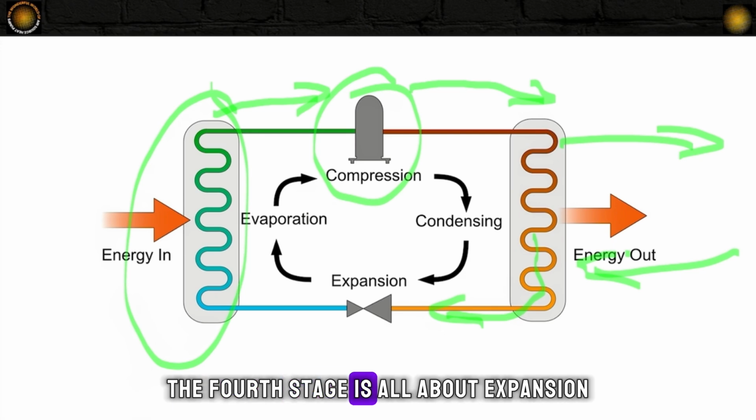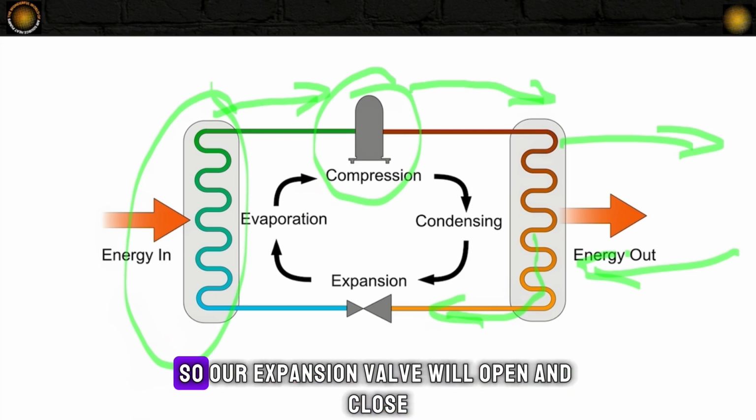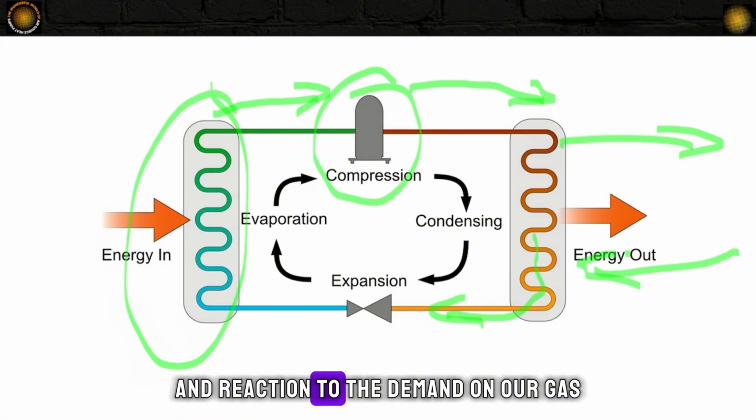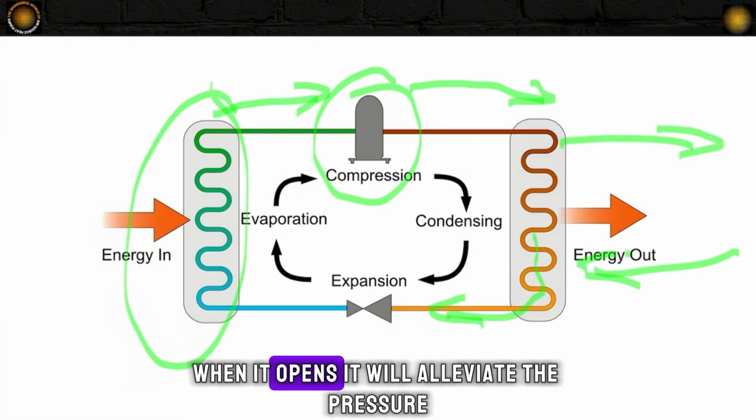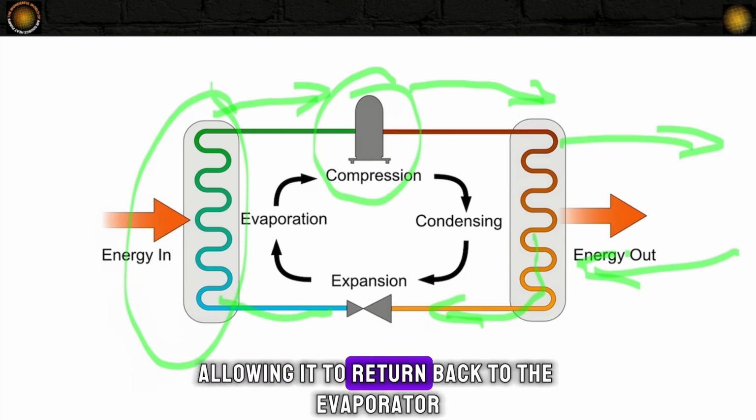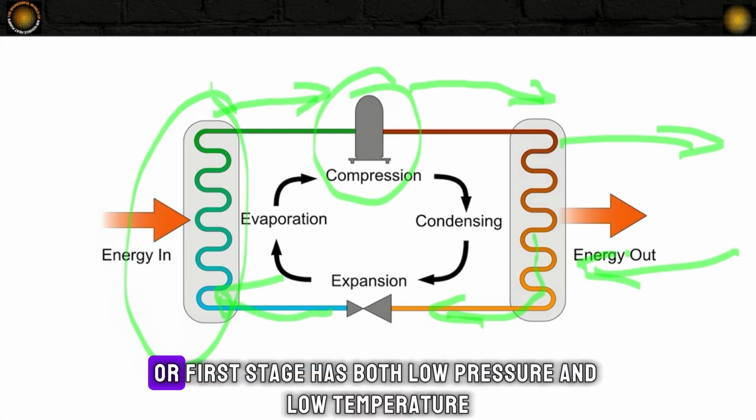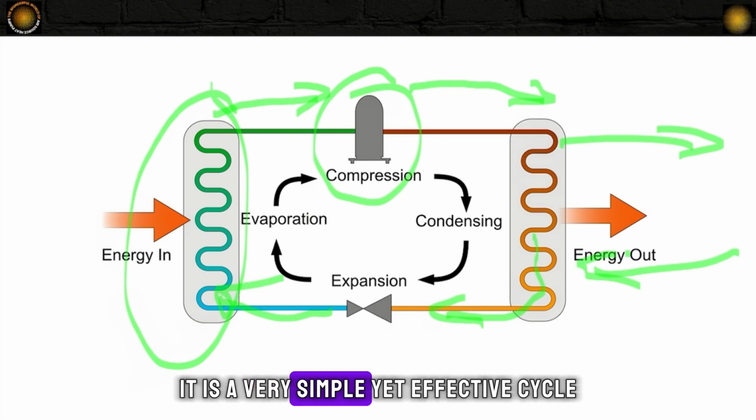The fourth stage is all about expansion. So our expansion valve will open and close in reaction to the demand on our gas. When it opens, it will alleviate the pressure, allowing it to return back to the evaporator, our first stage, as both low pressure and low temperature. It is a very simple yet effective cycle.